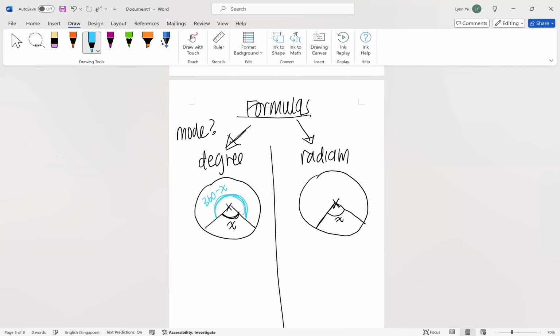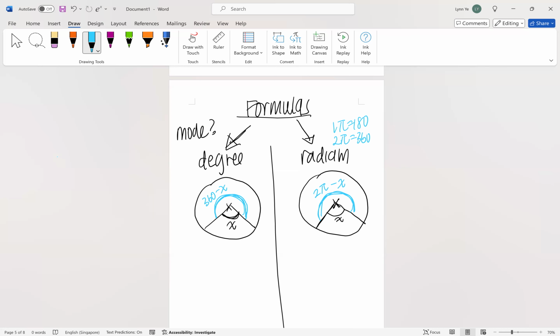360 minus x. Then what about this blue angle here? Very good. 2 pi minus x. It's not 360 minus x anymore. Understand? So radian is very, very tricky. Remember just now we learned 1 pi is 180, correct or not? 1 pi is equal to 180. So I know that 2 pi is 360. So this one you need to memorize. So if you use radian, you cannot use 180. You must use pi. If you want to use 360, you cannot use 360. You need to use 2 pi.